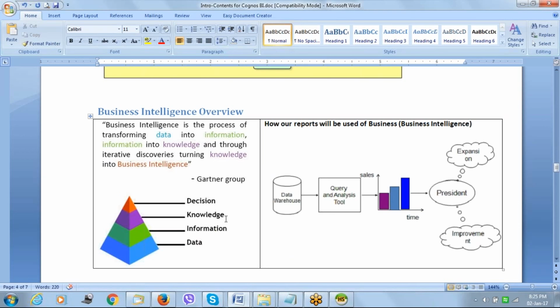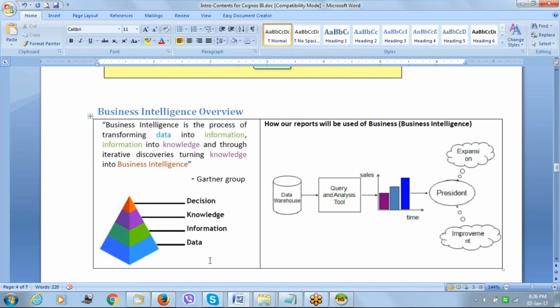So we will see the definition of business intelligence. Business intelligence is the process of transforming data into information, into knowledge, and through iterative discoveries, turning knowledge into business intelligence. We will see that pyramid. There is a pyramid here. Below we have data, then information, then knowledge, then decision.